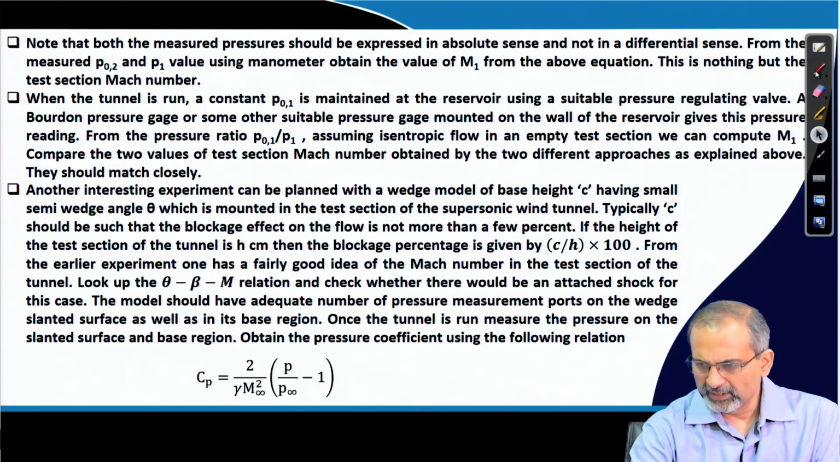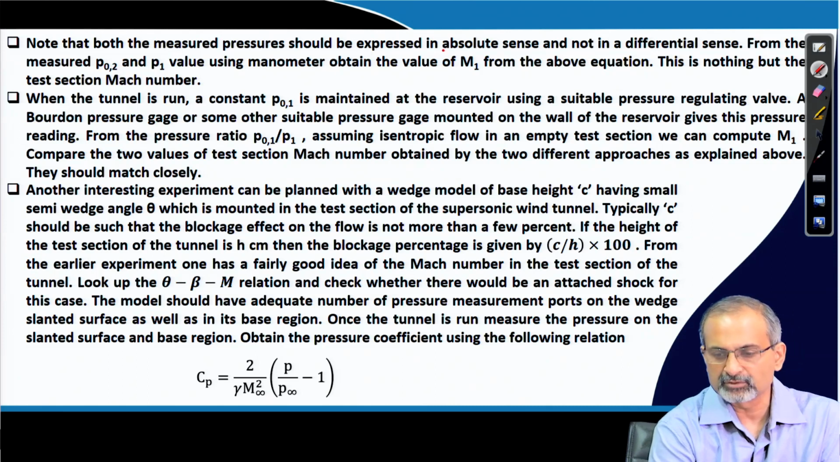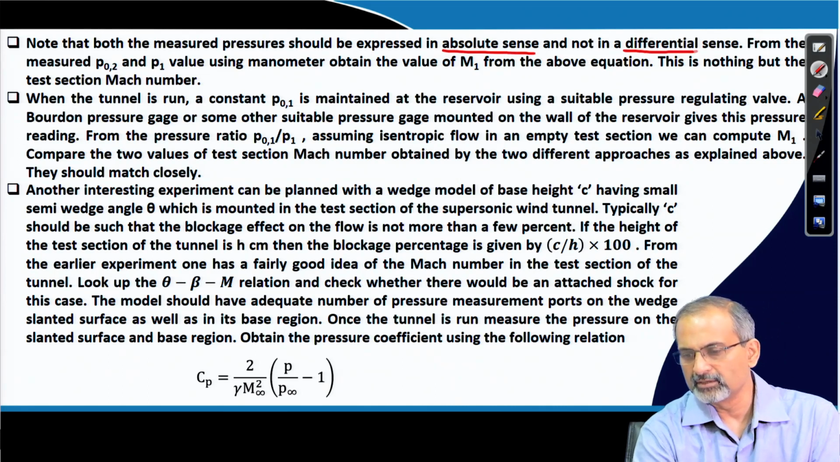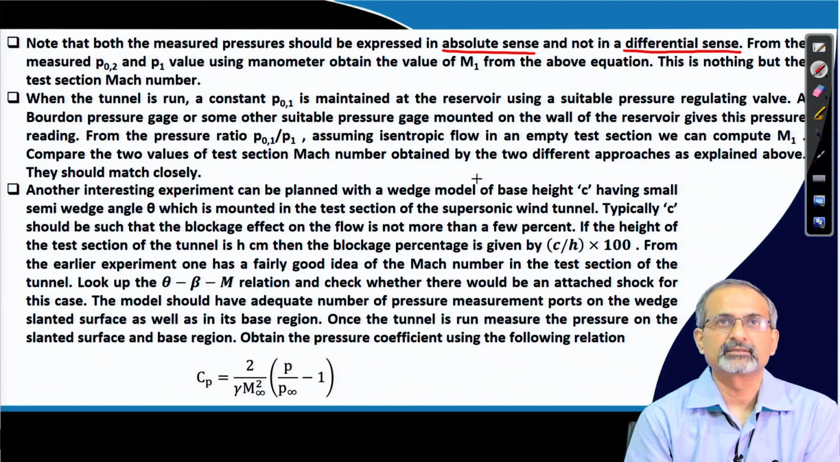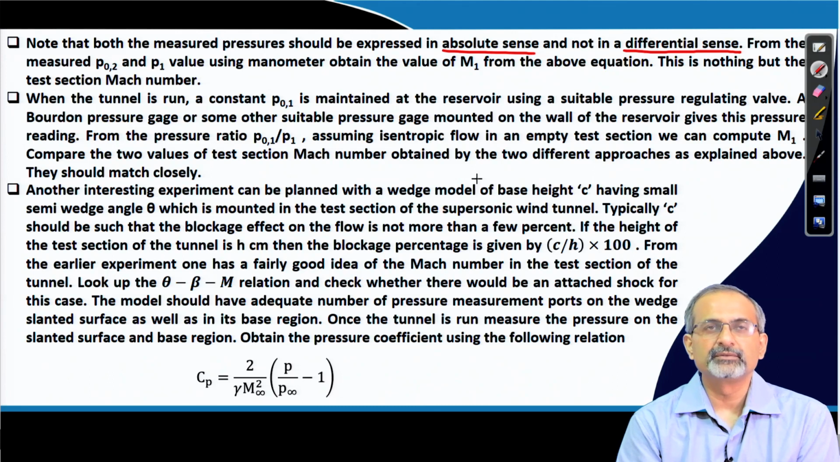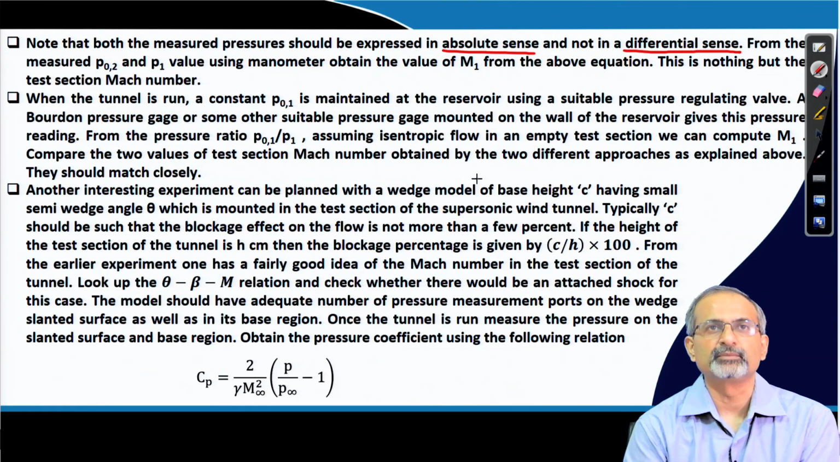Here, one thing that we need to remember is that the measured pressures have to be expressed in the absolute sense. Do not try using them in a differential sense, unlike what we often do for low speed applications. Therefore, in the previous expression, the P02 and P1 that we have used are in the absolute pressure sense.